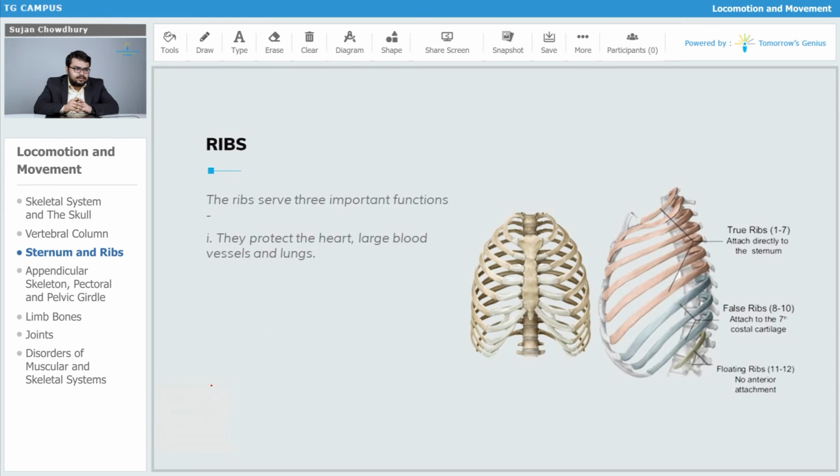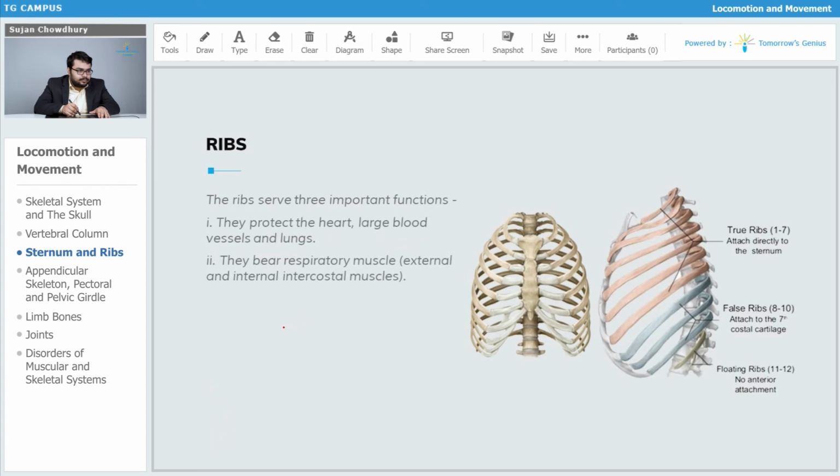So the ribs specifically serve three important functions. They protect the important organs of the thoracic cavity, such as the heart, the large blood vessels, and specifically our lungs. They bear the respiratory muscles, which are the external and internal intercostal muscles. The intercostal muscles are present just between the ribs, externally as well as internally, and they help in expansion of the thoracic cavity for breathing.